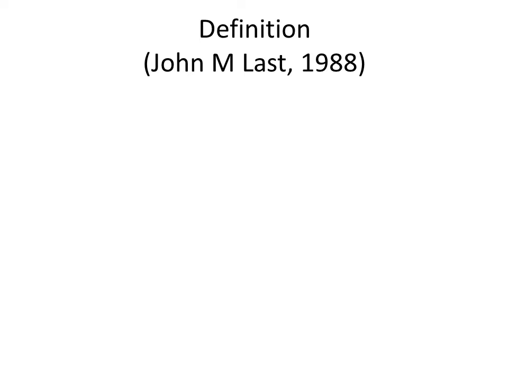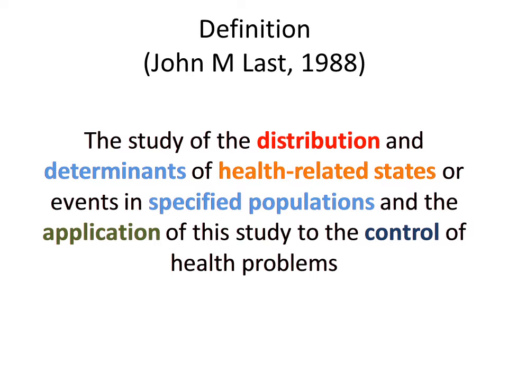And the key to remembering the definition is to understand the meaning and the importance of the crucial terms used in the definition. The definition of epidemiology is: epidemiology is the study of the distribution and determinants of health-related states or events in specified populations and the application of this study to the control of health problems. The crucial terms have been highlighted and now will be explained one by one.